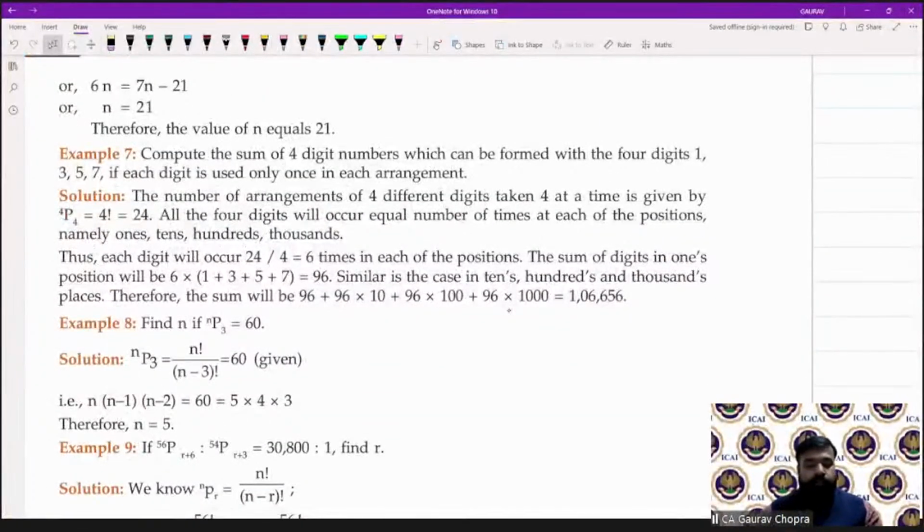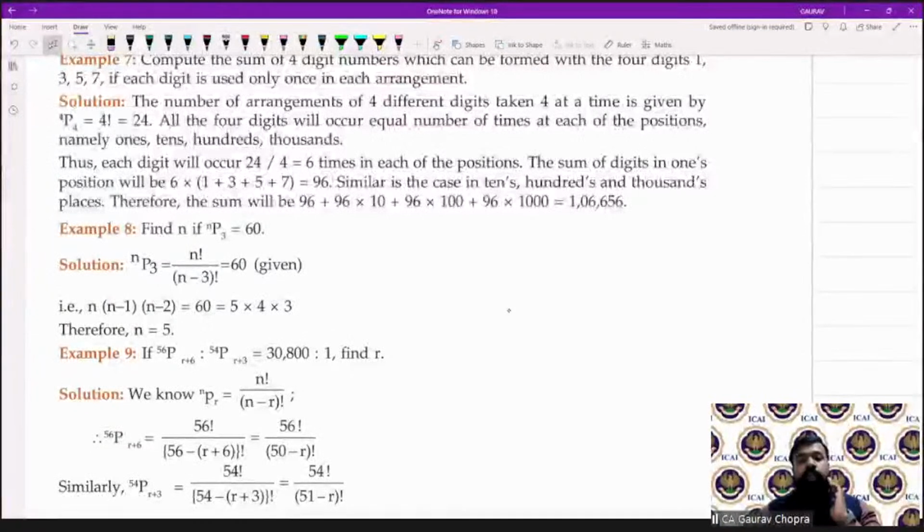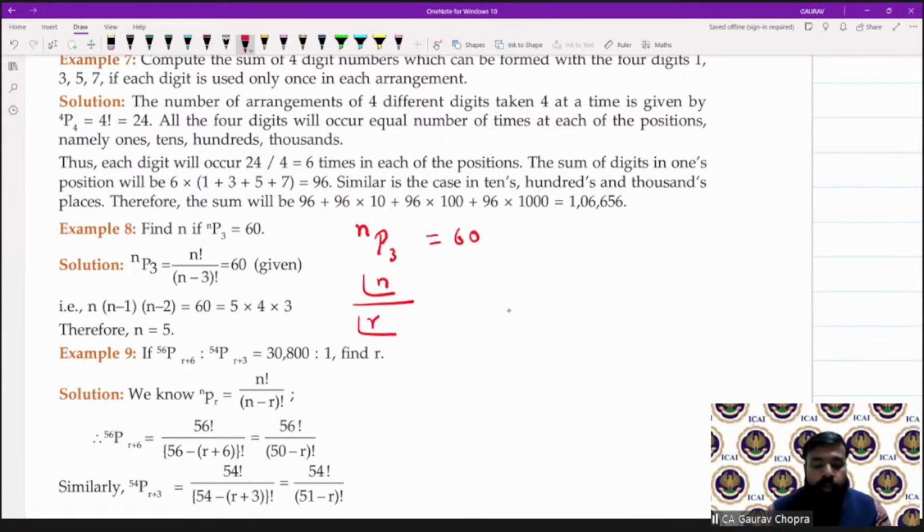Now the seventh one. The seventh one is tricky, but before 7, we will be doing example number 8. Find n if nP3 is equal to 60, so it is similar to what we have done just now. nP3 is given as 60. So we can open nP3 as factorial n upon factorial n minus 3 is equal to 60.